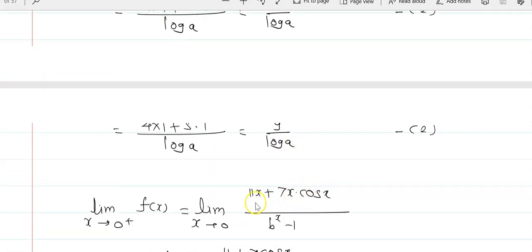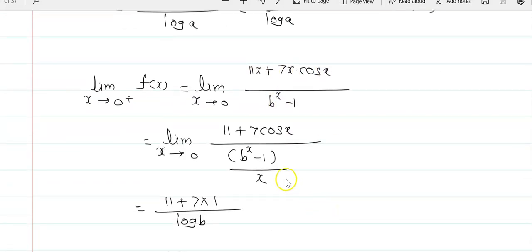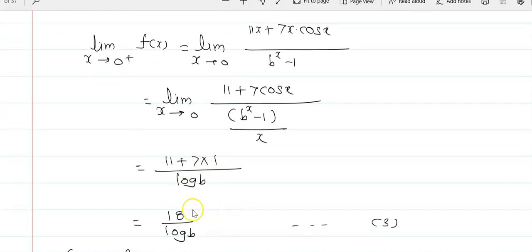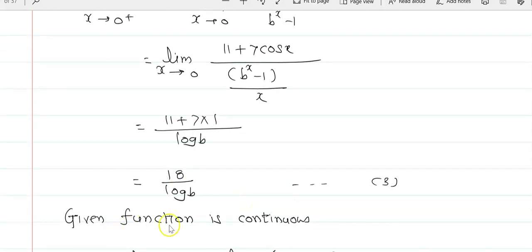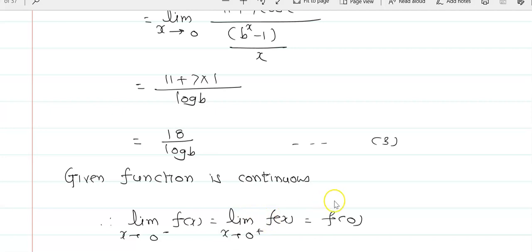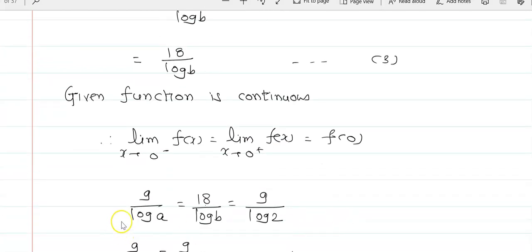This is the first. Right hand side limit, that is 11x plus 7x cos x upon b raised to x minus 1, divide numerator and denominator by x, 11 plus 7 into 1 upon log of b, that is 18 upon log of b. Given function is continuous. Left, right and value of the function at x equal to 0, both are equal. Equate it: 9 upon log of a, 18 upon log of b is equal to 9 upon log of 2. 9 upon log of a is equal to 9 upon log of 2. This 9 gets cancelled, then you will get log of 2 is equal to log of a, therefore a is equal to 2.